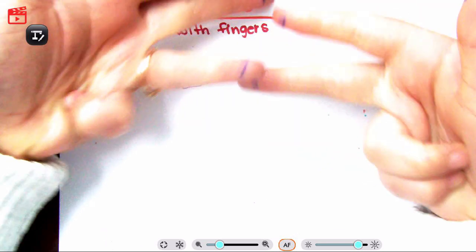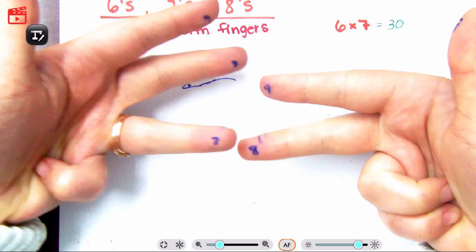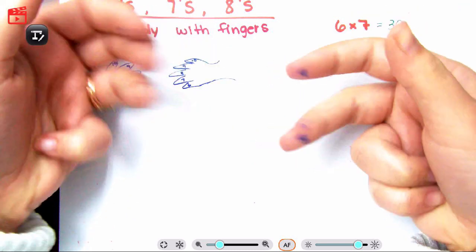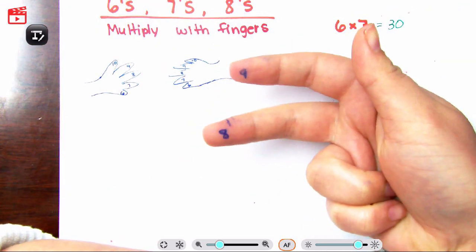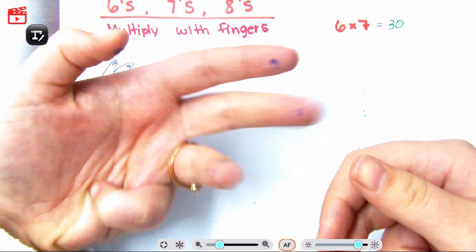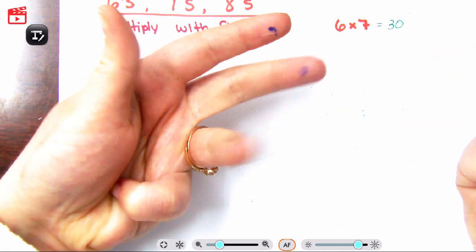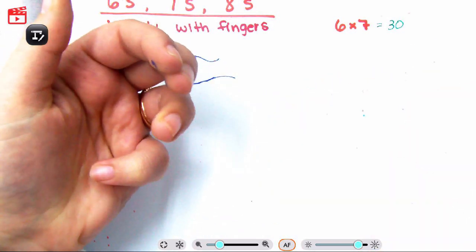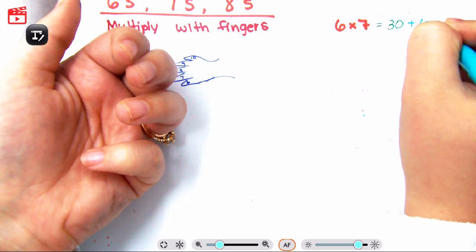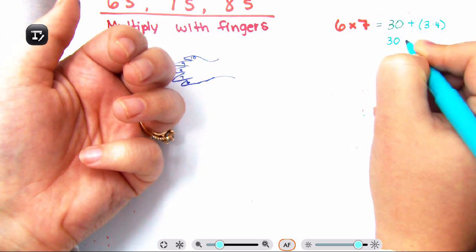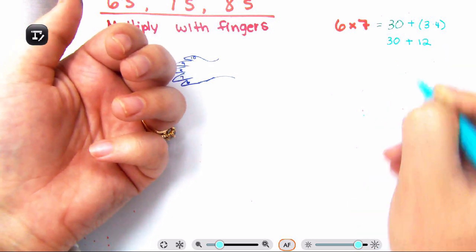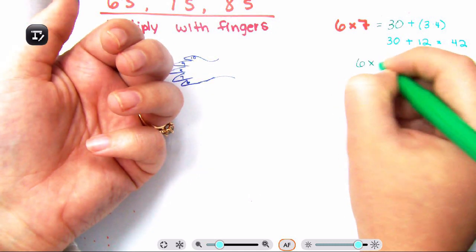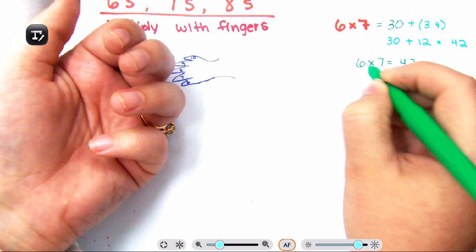For the remainder fingers, I'm going to take away the 3 fingers that I already counted. So I have 1, 2, 3, 4, 5, 6, 7 fingers left. However, I have 3 on one hand and I have 4 on the other. So this is 3 times 4. 3 times 4 is 12. So I'm going to add to that whatever 3 times 4 is. So I have 30 plus 12. So I have 42. So what that means is 6 times 7 is 42.